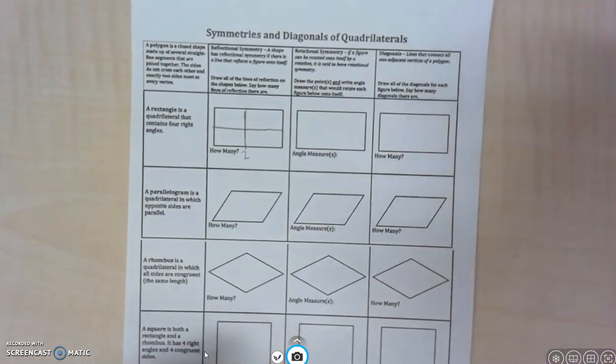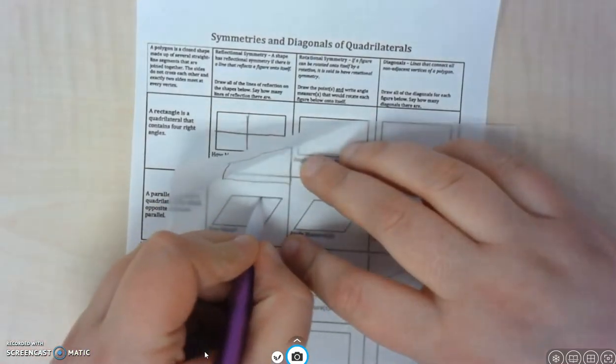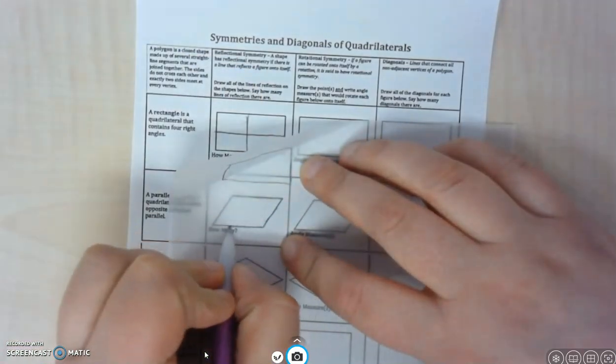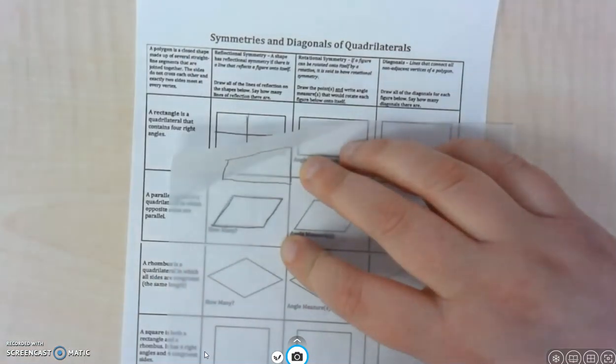Okay? Then we're going to go ahead and do that same thing. We're going to just try it again. I want all of this experimentation to be seen with your patty paper. That's going to be the power of this activity. So here we go. We're going to try it again.